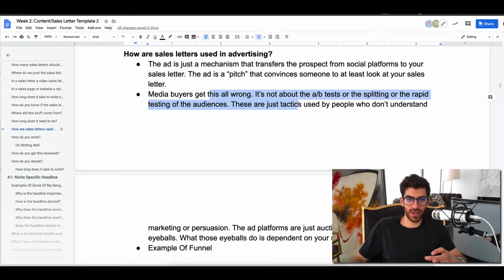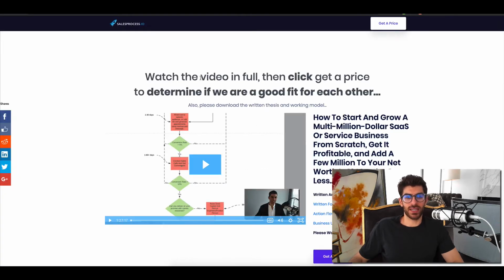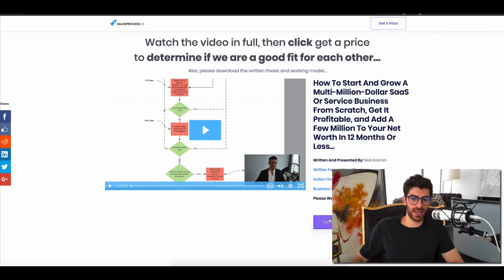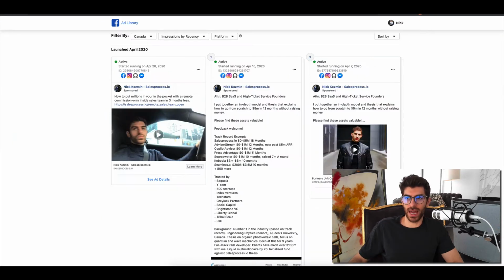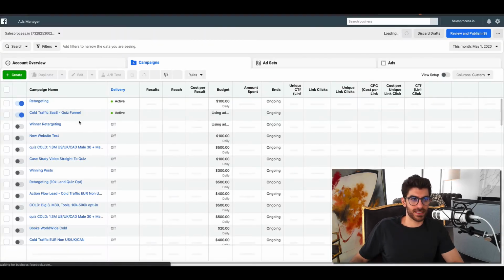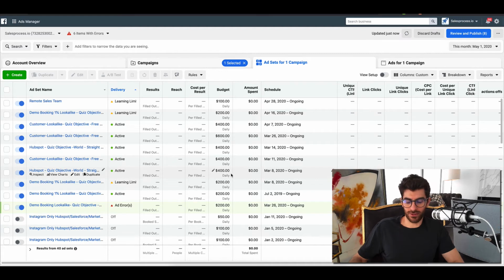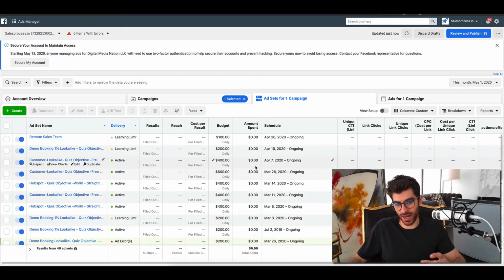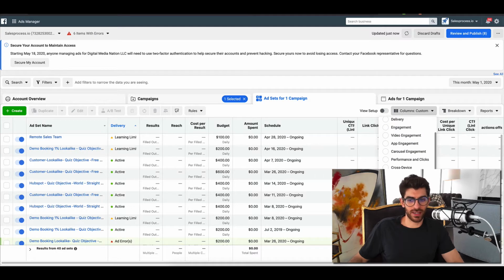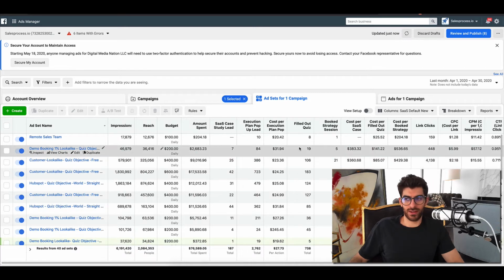It's not about the A/B test or the splitting or the rapid. You'll see a lot of these media buyers spout rapid split testing, and they'll change the color of the button. They'll have like 700 ads. Let me just go to the business manager here. This is the actual ad platform. They'll have like 700 different ads and variants and whatnot, and the reason why they do that is just because they don't understand how to buy ads. So we go last month. Yeah, they don't understand how to buy ads.